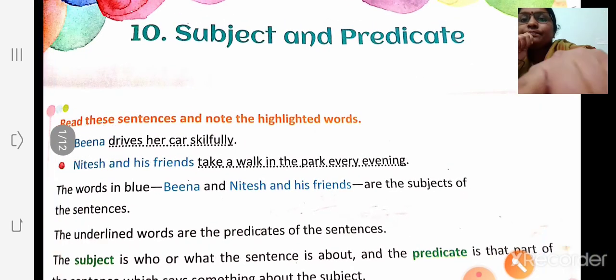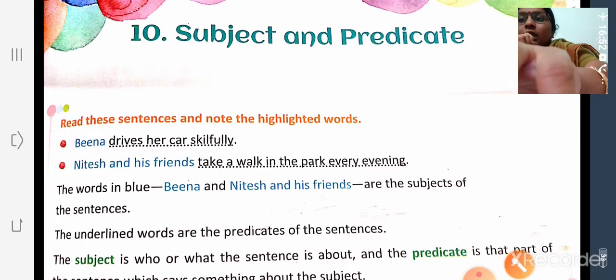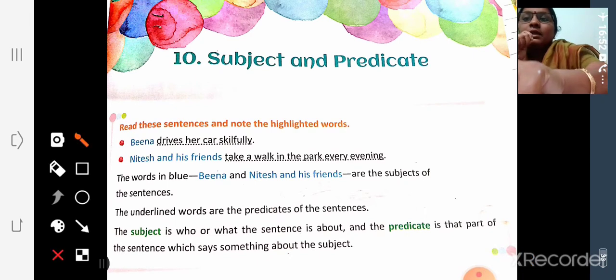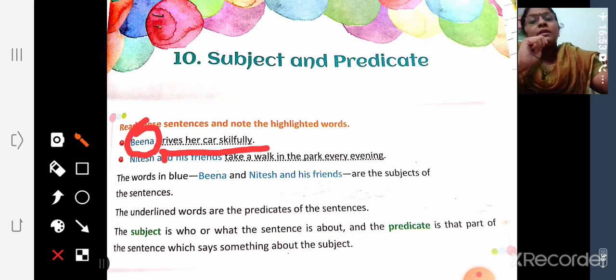So look here. Beena drives her car skillfully. Two examples are given in your textbook. Beena is the subject and drives is the verb. Drives her car skillfully is the predicate. So the sentence can be divided into two parts: Beena is the subject and drives her car skillfully is the predicate.